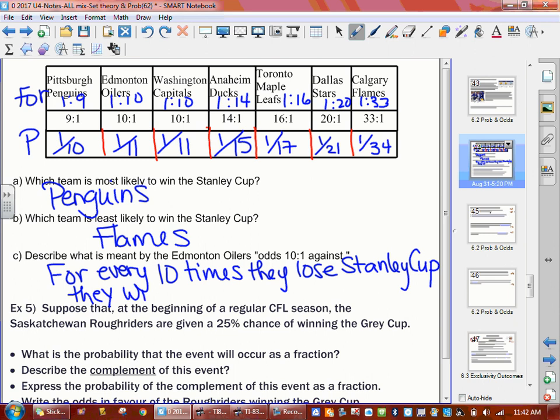I think Calgary and Edmonton should be switched on my diagram. That's okay. We're just going to be optimistic Oiler fans. All right. So that's the difference with odds.